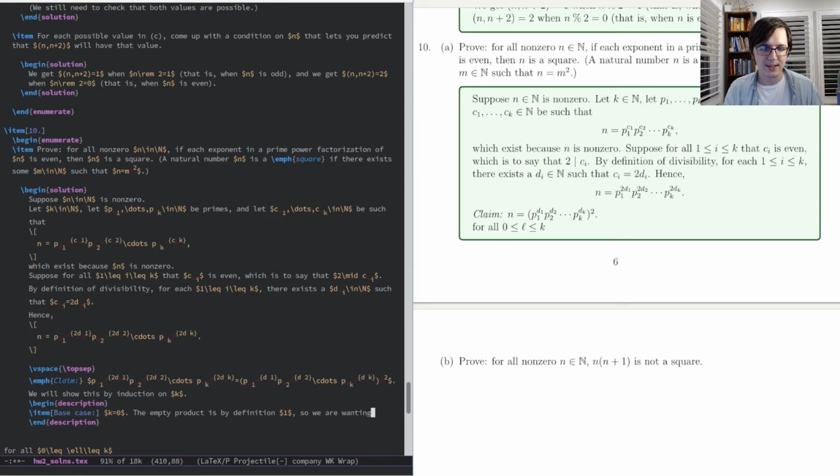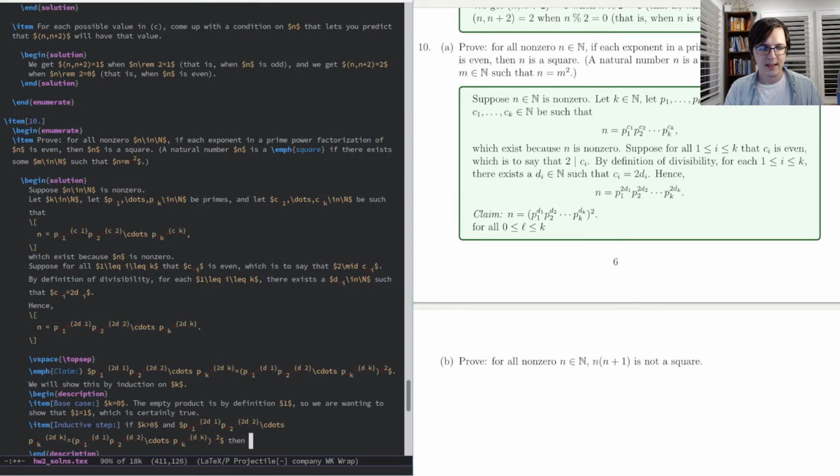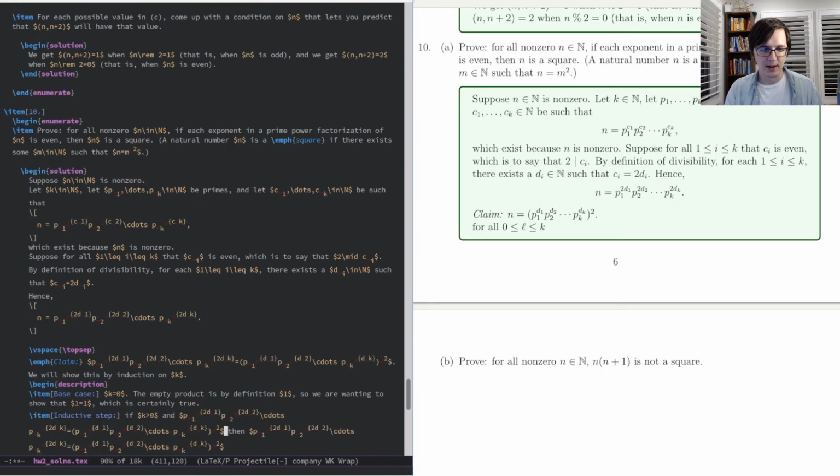So we're wanting to show that 1 equals 1, which is certainly true. Now we need the inductive step, which is k is greater than 0, and we assume that if k is 0 and this is true, then it's true with one more term.